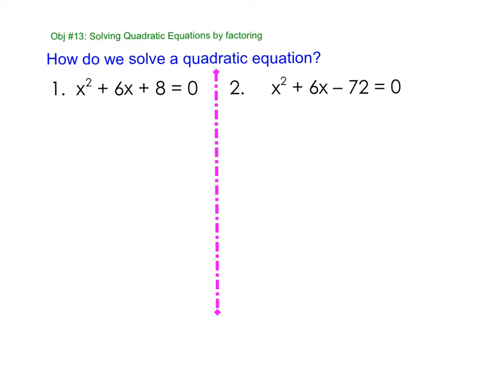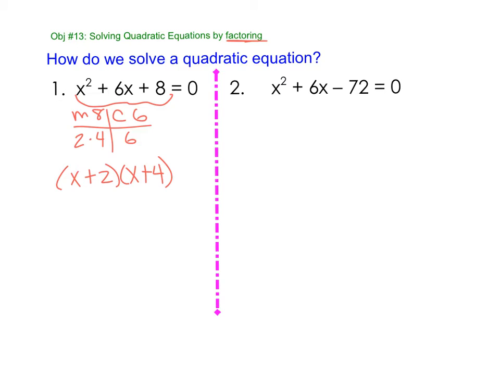Okay, so now we know how to factor, right? So now we're going to solve. Notice the objective is solving quadratic equations by factoring. So take a magical guess. What do you think we're going to do first? We are going to factor. So look at this. How do we factor that? That's our MC chart. We're multiplying to 8, combining to 6. That's 2 times 4. So we get x plus 2 times x plus 4.